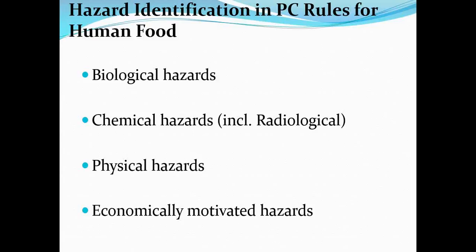Now, what about economically motivated hazards? Hazards may be introduced into food for the purpose of economic gain sometimes. Some people intentionally do that. But economically motivated adulteration that affects only product integrity or quality and not food safety should not be addressed in the food safety plan as per FDA. The preventive control rules for human food require only those things that will have an impact on food safety. I can give you an example.